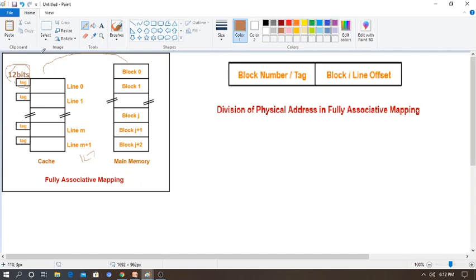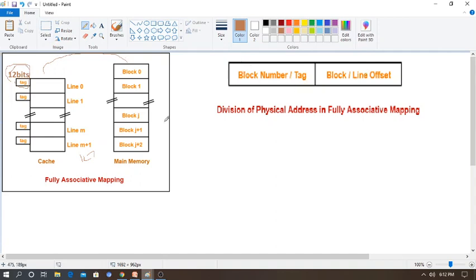For understanding purposes, let's say we are searching for a document a.exe. The data is transferred from main memory to the cache, and the CPU searches for the particular document a.exe; it may be retrieved by the CPU after executing the cache mapping technique. What are the advantages of this? The physical address in fully associative mapping is divided into two parts: one is the tag or block number, and the other is the block or line offset.